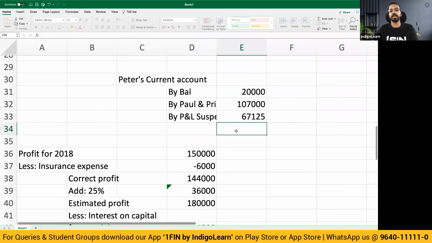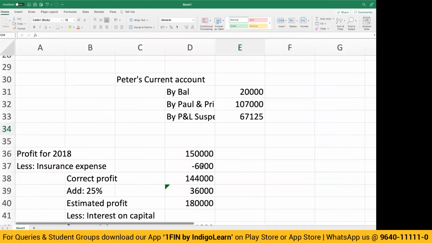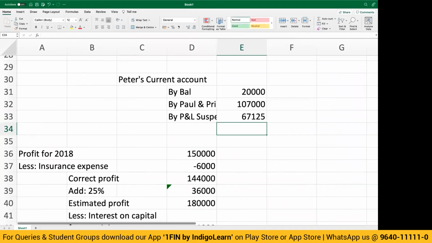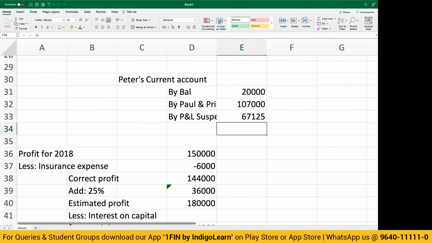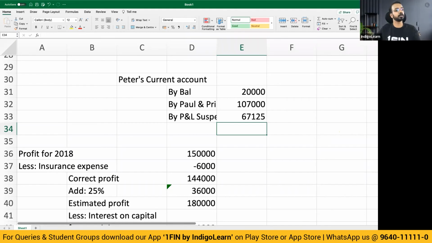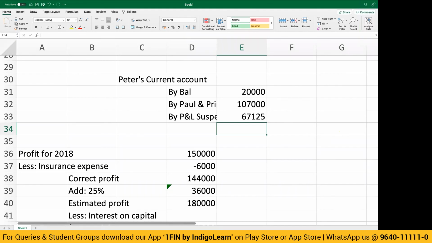67,125. Then, sir, why are we not taking the 25%? No, sir, we are making it 125%. Sorry, sir, can you be a bit louder? Sir, after adjusting the profit, we are taking a 25% increase, and then we are reducing interest on capital now, sir. Correct. But sir, shouldn't we first adjust for the interest on capital and then increase by 25%?